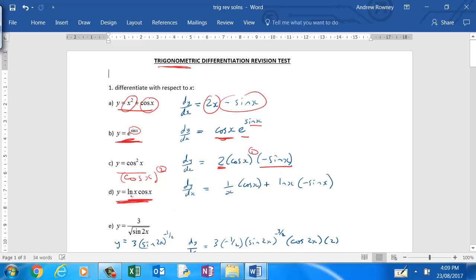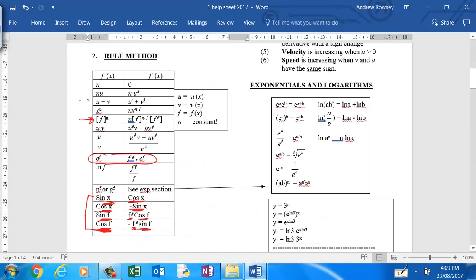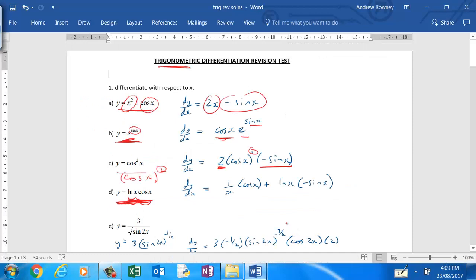This one here is the product rule between ln x and cos x. So you've got to go u dash, I'll just show in the notes again. The product rule is here, this one here, so it's u dash v plus uv dash. So here we do the derivative of the ln, leave the cos, leave the ln, derivative of the cos. So that's really u dash v plus uv dash.